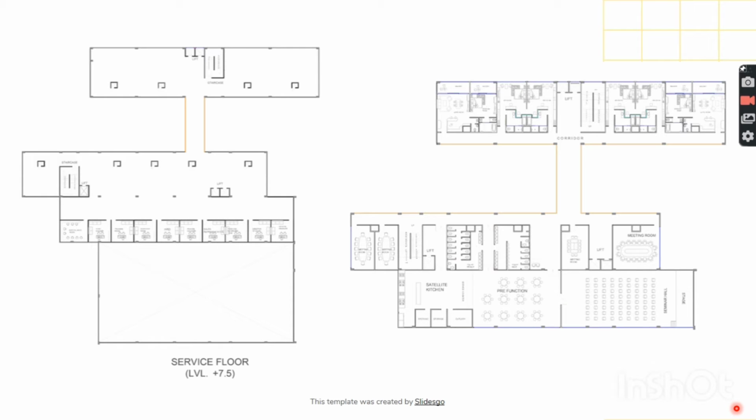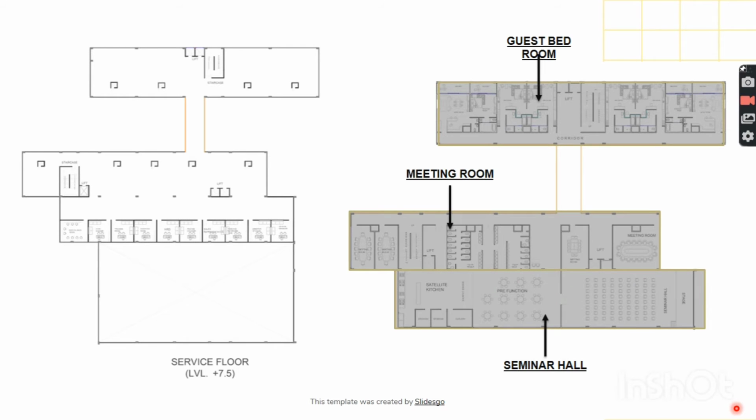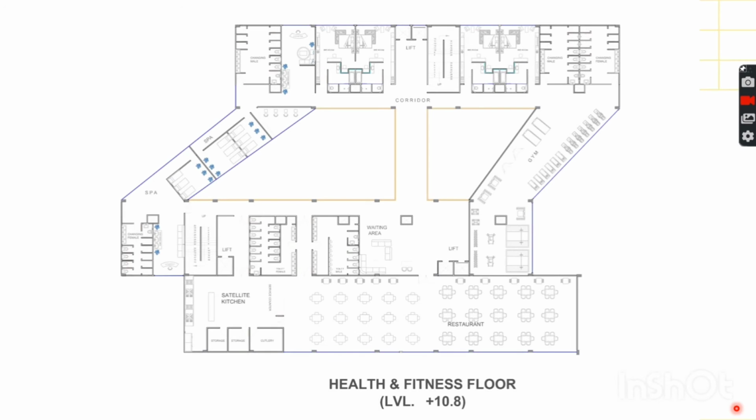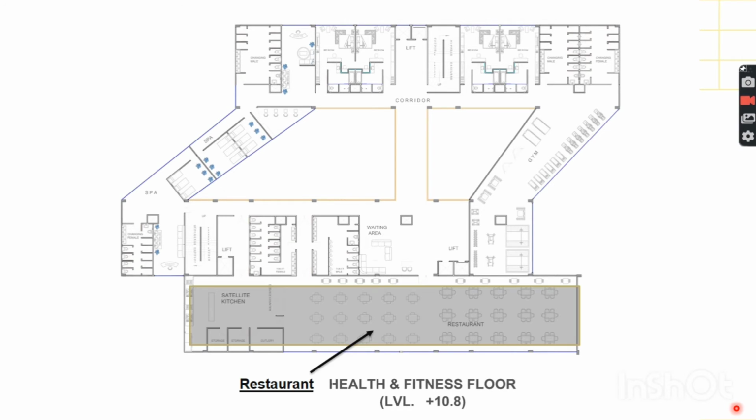Seminar floor level. In one block there is a combination of deluxe and presidential rooms, and on the other side, a seminar hall with meeting rooms is located with a separate kitchen to serve them. Health and fitness floor. It contains the main restaurant with a seating capacity of 150. One side is the spa and the other side is the gym.